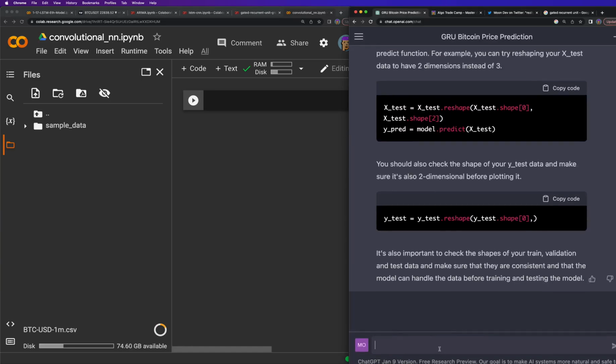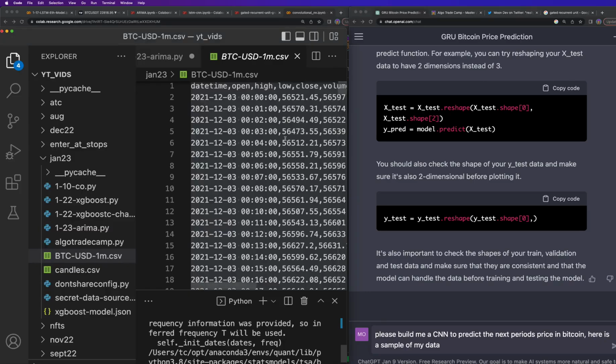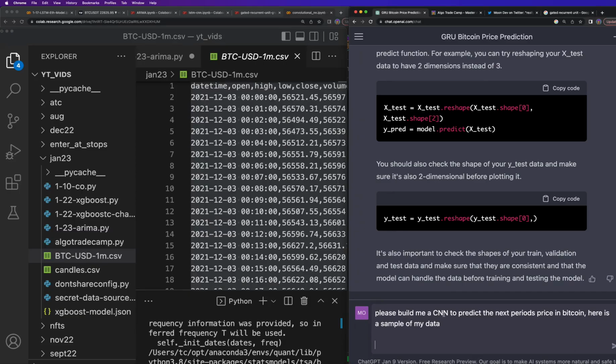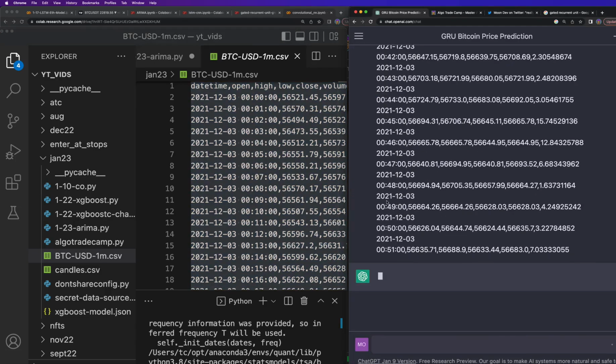So let's go ahead and say, hey, please build me a CNN to predict the next period's price in Bitcoin. Here is a sample of my data. And like I said, this is minute data, very hard to get, but we have it. And let's go ahead and copy this, copy, paste, and let's see what it does.